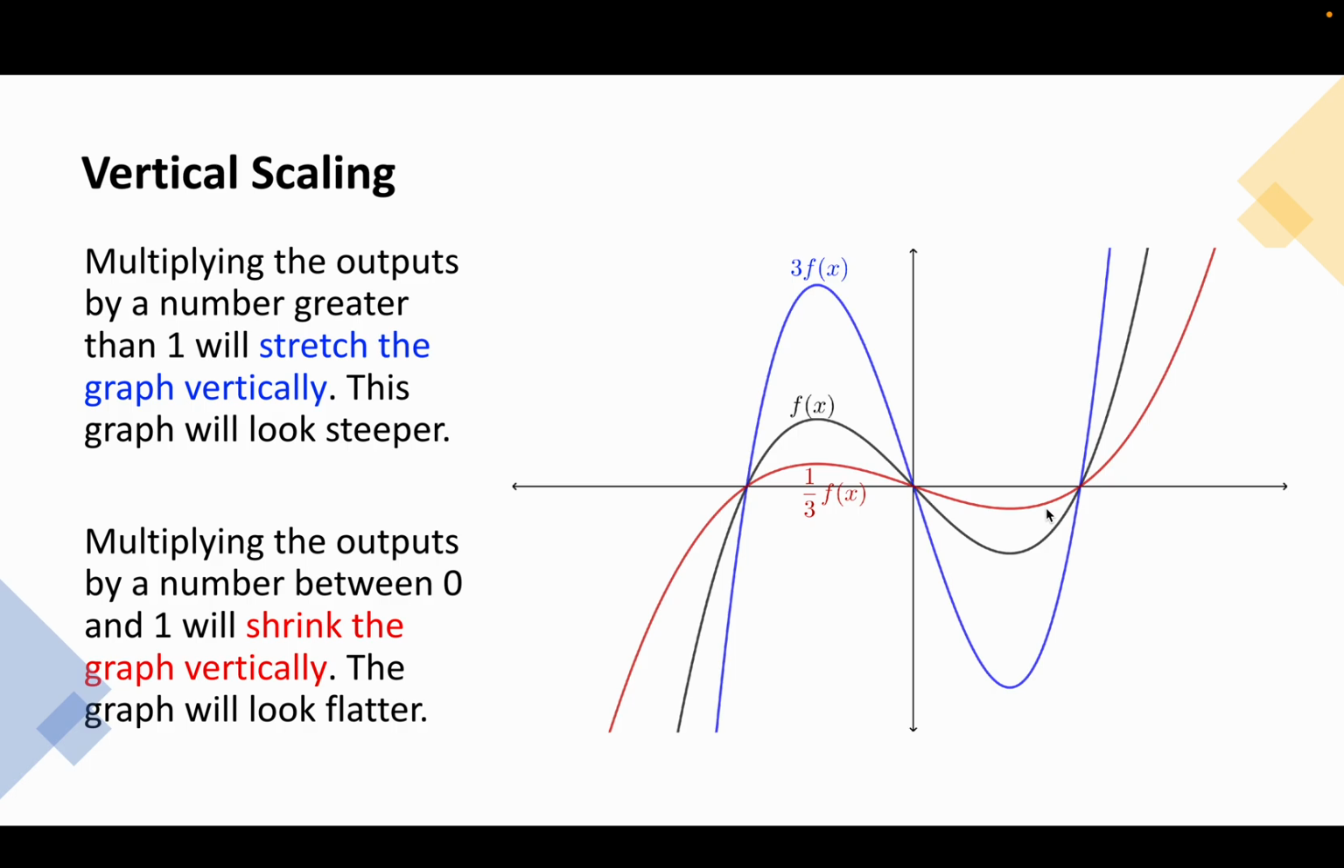So what I want you to think about is, what if you multiply the outputs by a number less than 0? What do you think will be the appearance of this graph? So that's for you to explore.